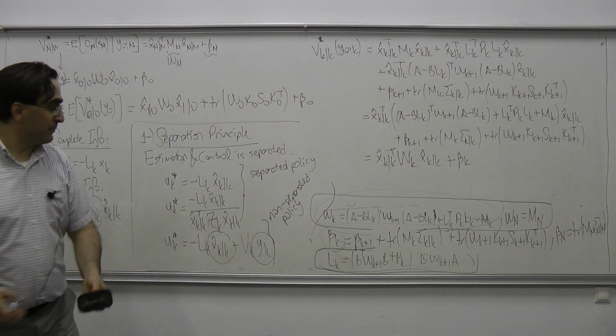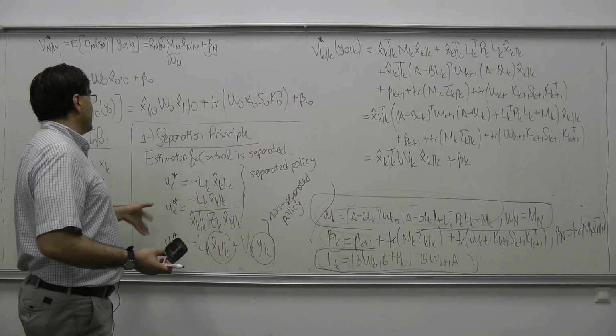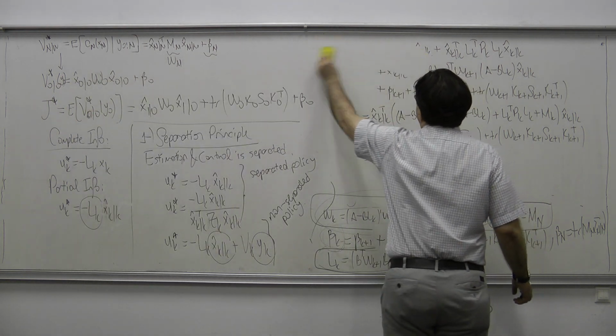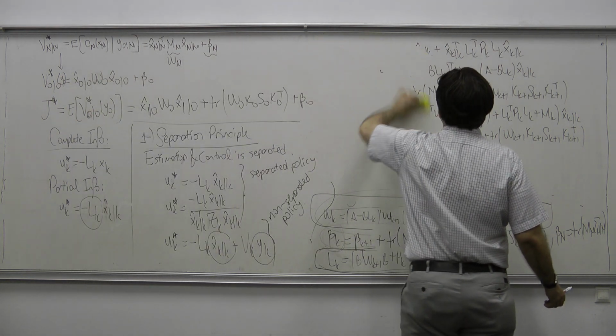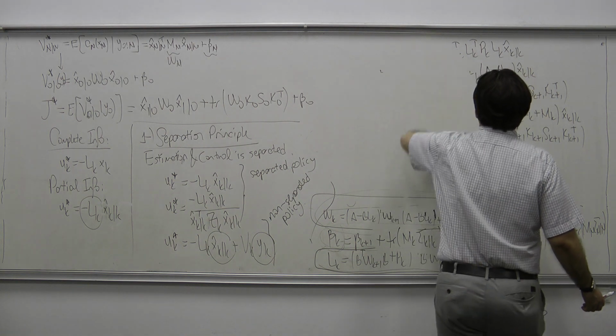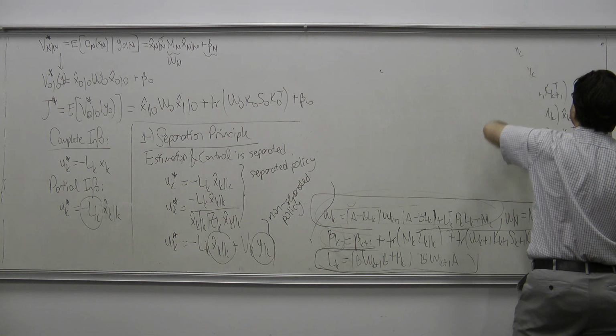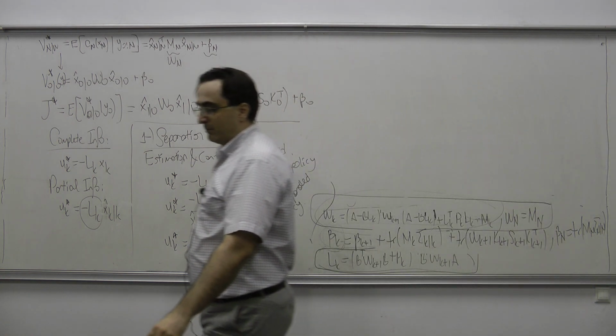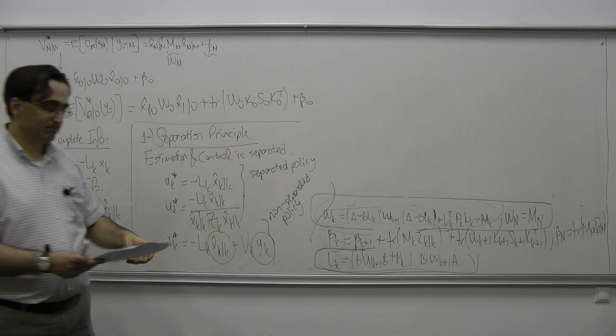And when we have a separated policy, we say that we have separated the estimation and control, and then we say that the separation principle applies to this optimal control problem. Okay?